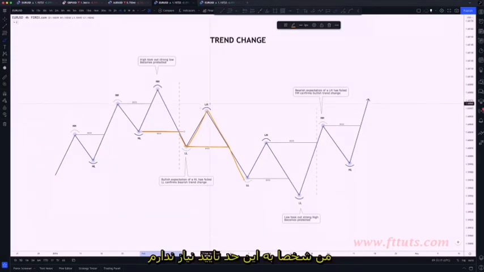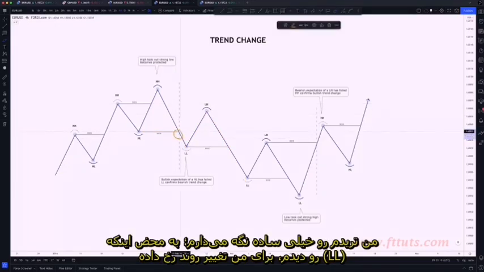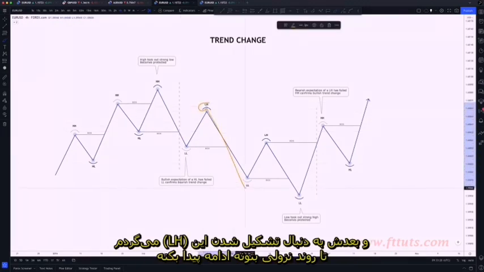Okay, now, for me personally, I don't need that much confirmation. The way I keep my trading super simple is the moment we get that lower low, that swing lower low, that for me is a trend change. And now I'm looking for that lower high to form to continue that bearish move, okay?